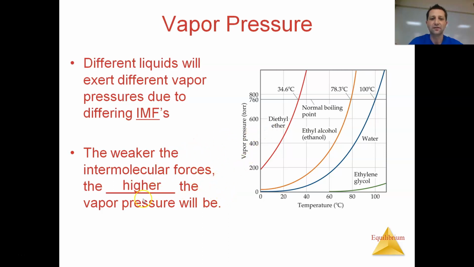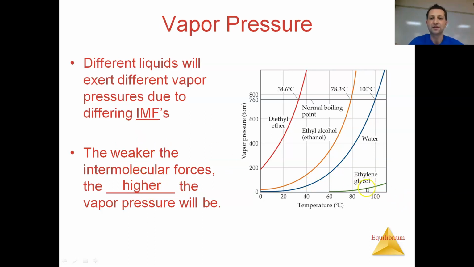If you have weak intermolecular forces, that means the particles are more able to go from the liquid to the gas state, right? So if more particles are going to go from liquid to gas, there is more gas. More gas means more air pressure, which means a higher vapor pressure. So remember, it's an inverse relationship between strength of intermolecular forces and the vapor pressure. So weak IMFs, high vapor pressure.